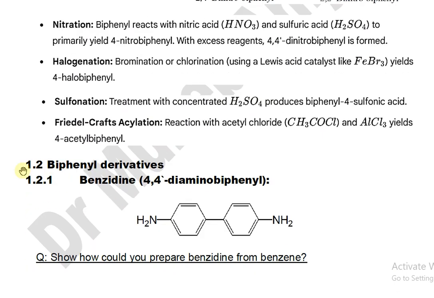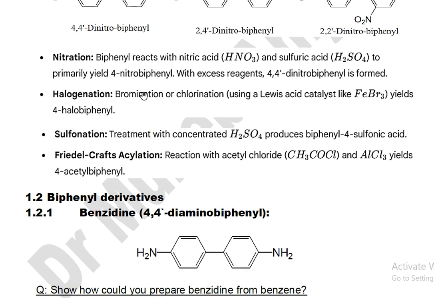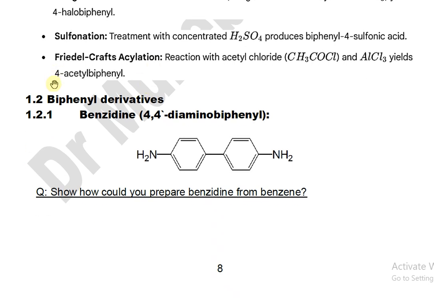So this is about the reactions of the biphenyl compound. There is another derivative of the biphenyl compounds. Here we talk about benzidine. We said before that benzidine is the 4,4-diamino biphenyl compound. We have position number 4 and position number 4 on the second cycle, and here they are also substituted by an amino group.